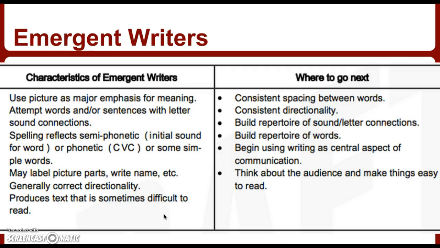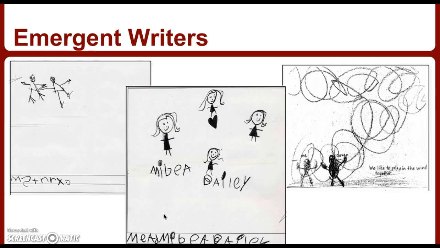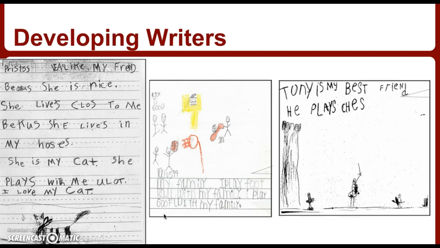Where to go from here as a teacher? It's important that we're consistent with our spacing between words. We build a repertoire of sound and letter connections, build a repertoire of words, and begin using writing as a central aspect of communication. The next stage is developing writing.